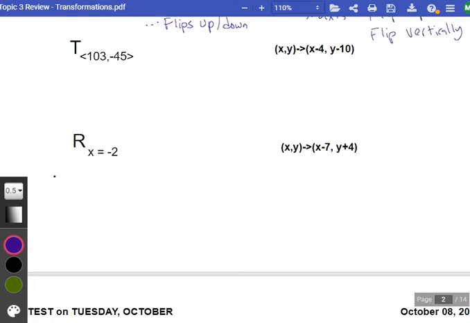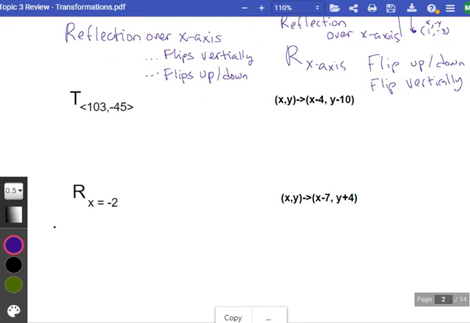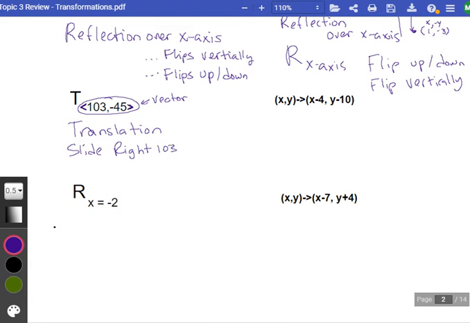All right. So we're kind of in the groove now, and so here we have another vector. The vector is easily seen because of these angle brackets. Okay, so this is going to be a translation, which means it's going to slide, in this case, right, and then down 45. And so that rule would be x comma y goes to x plus 103, y minus 45.